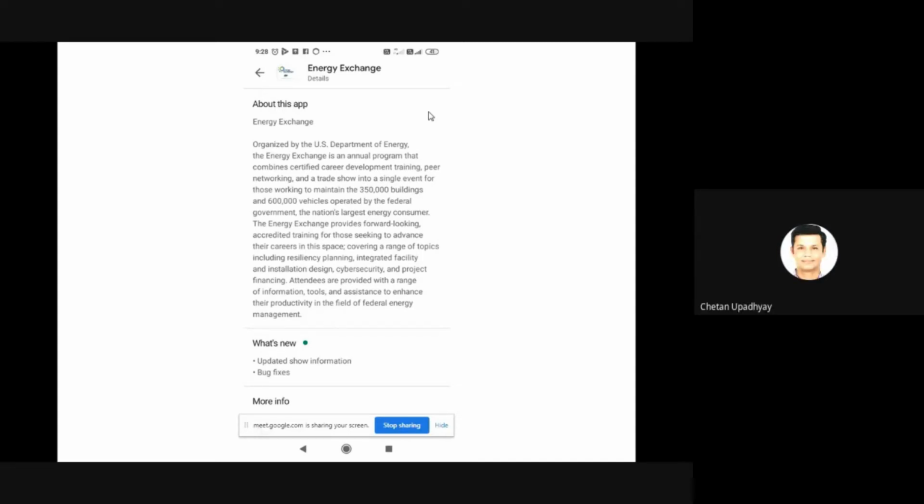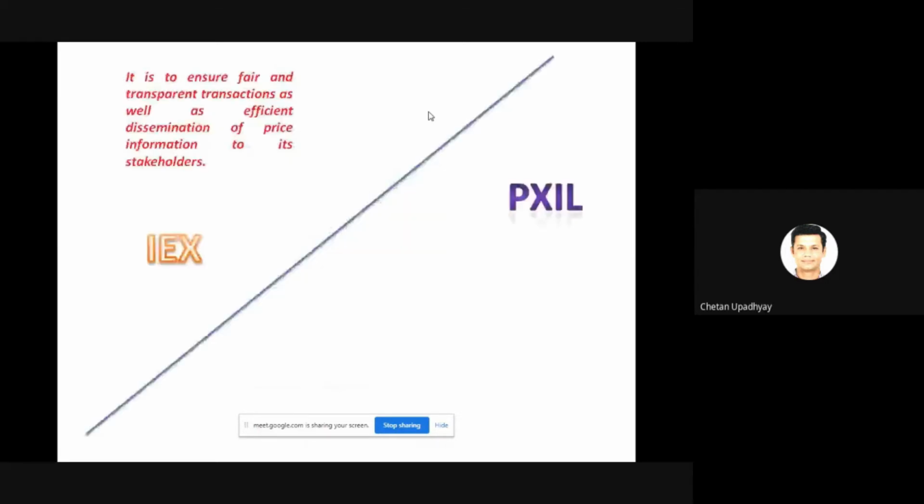Fine. This energy exchange app by the US department is only for sharing information regarding conferences, exhibitions, and careers in energy exchange. But if we want to exchange energy, if we want buyers and sellers to come onto a single platform, such an application was not available when we started.